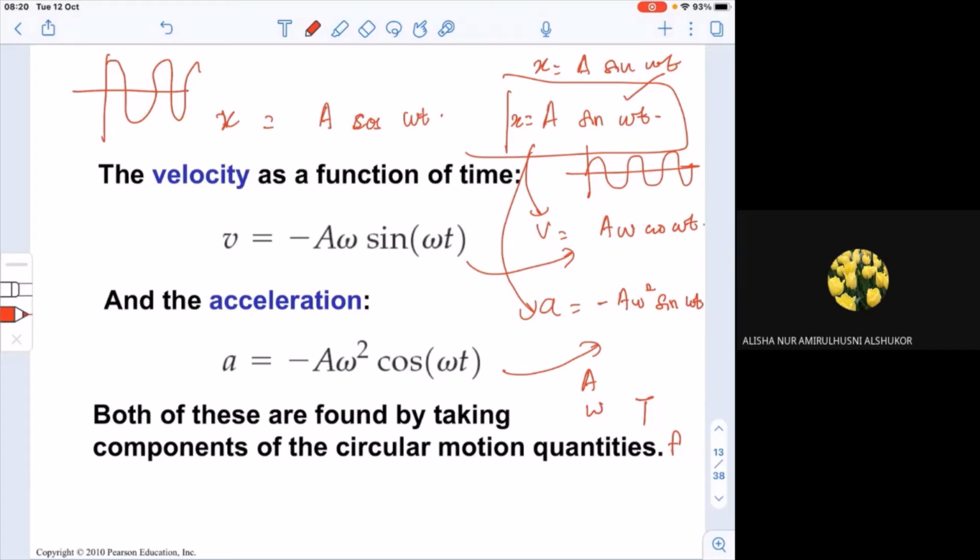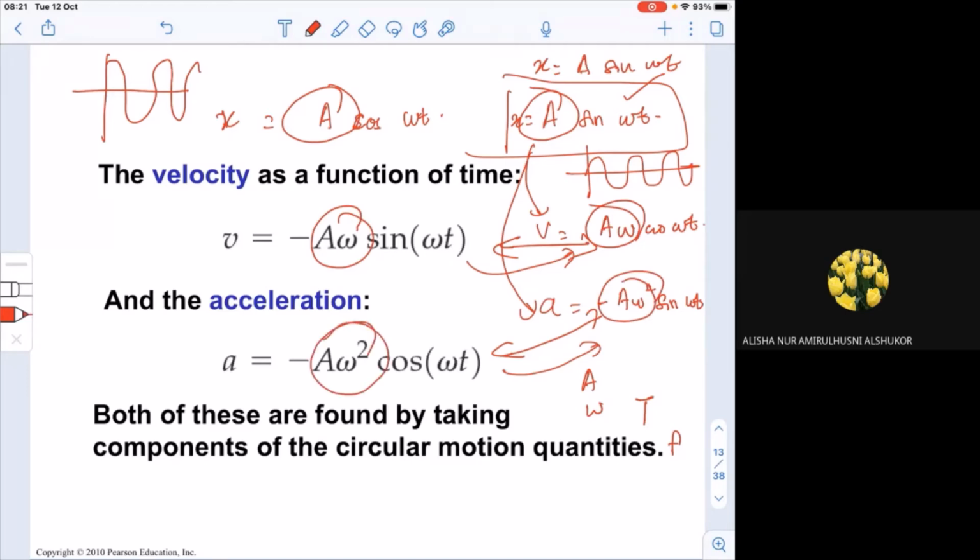So you can see there are some similarities in the maximum value. A, you get A. A omega, you get A omega here. A omega squared is also A omega squared here. So in terms of maximum value, it's all the same. And whatever happens after the maximum value is what we call the radian part. Everything in the radian part will become 1 at the maximum. So don't get confused.